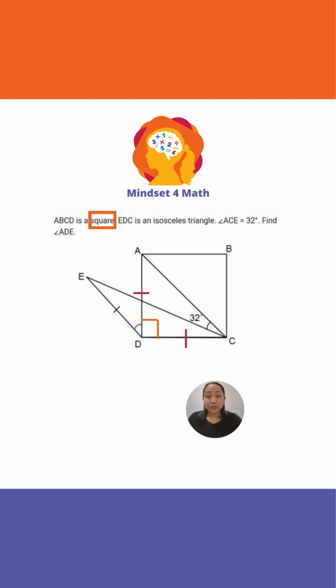ABCD is a square, so let's look at the properties of the square. We know that the square has four equal sides, so that means the side AD and the side CD are equal. We also know that a square has four right angles, so that means angle ADC is equal to 90 degrees.